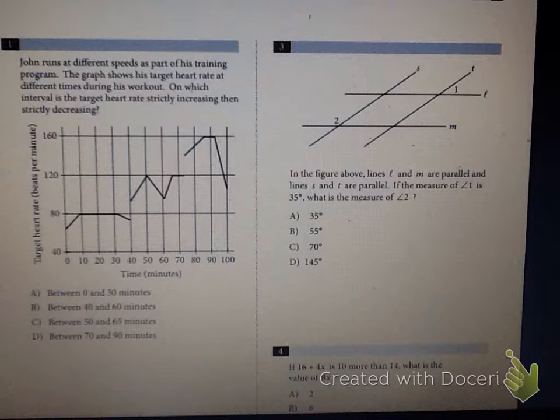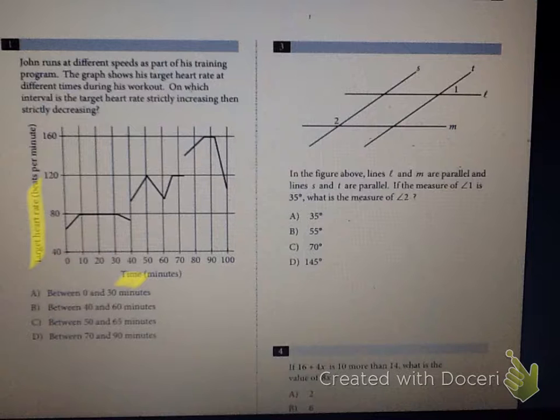So it says John runs at different speeds as part of his training program. The graph shows his target heart rate at different times during his workout. It's always important to note what your axes are. This is time and this is target heart rate. And so sometimes there's a quantity on the y-axis, sometimes there's a rate, and that can change the problem.